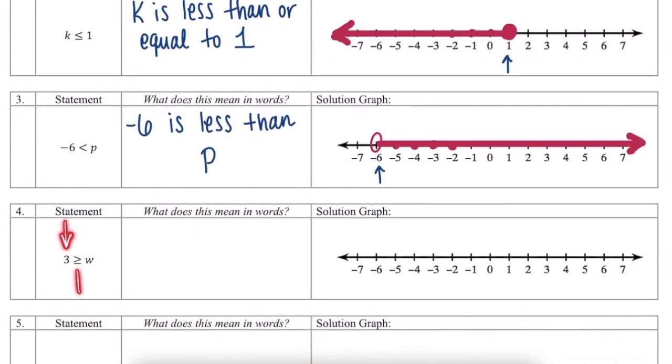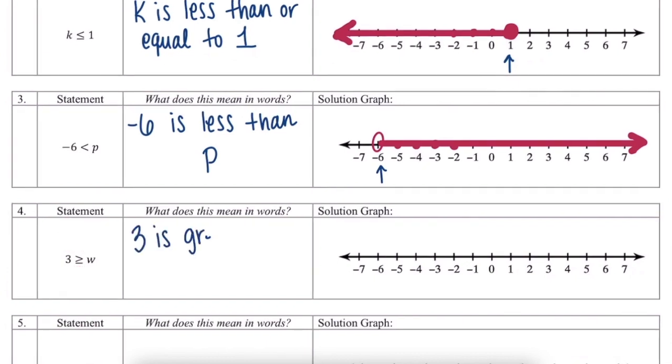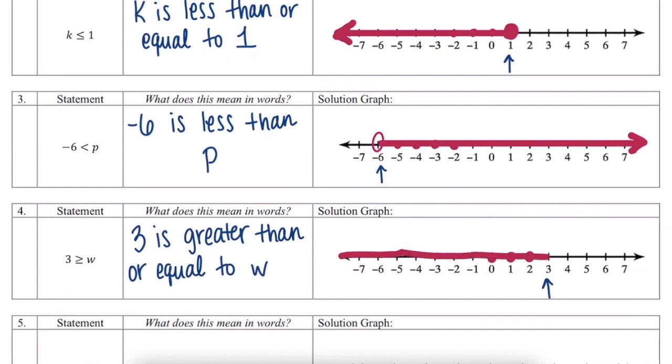Statement 4: 3 is greater than or equal to W. All right, here's 3. Now I start filling in the blank. 3 is greater than what? 3 is not greater than 4, 5, and 6. 3 is less than those numbers. 3 is greater than 2. 3 is also greater than 1 and 0 and everything else to the left. 3 is the greatest of all of those numbers.